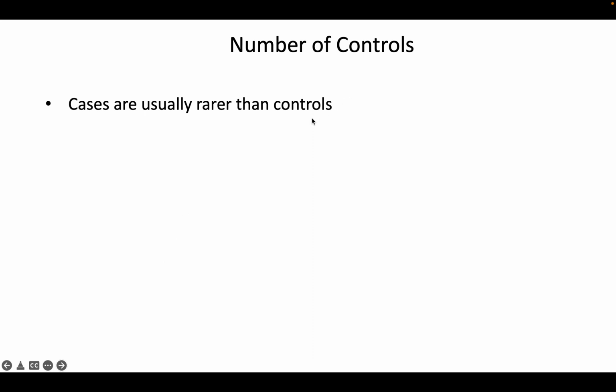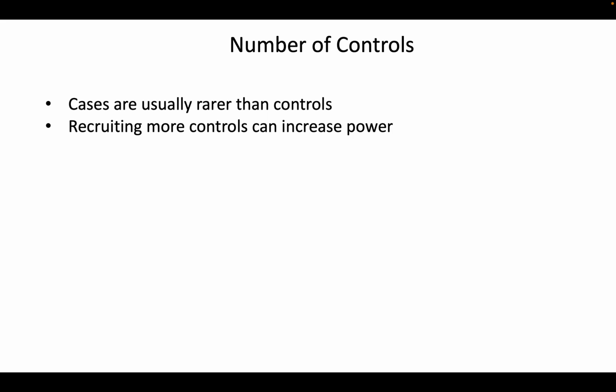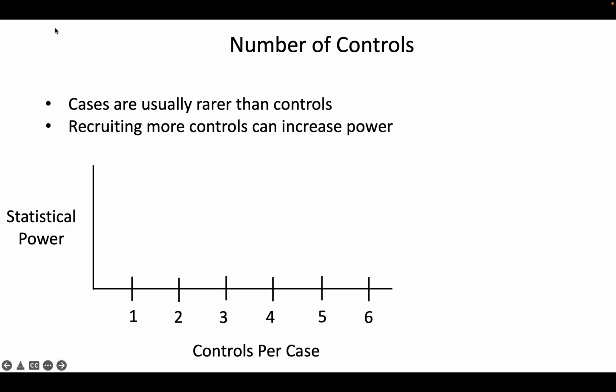Switching gears now, as far as deciding the number of controls per case, because cases are rarer and harder to come by, because when you decide to do a case control, you're usually investigating a rare disease. So recruiting more than one control per case is a way to increase power. For example, having 2 controls assigned to every case, or 3 or 4. And statistical power is basically this idea that the larger your sample size is, the more likely you are to find an association when it's there.